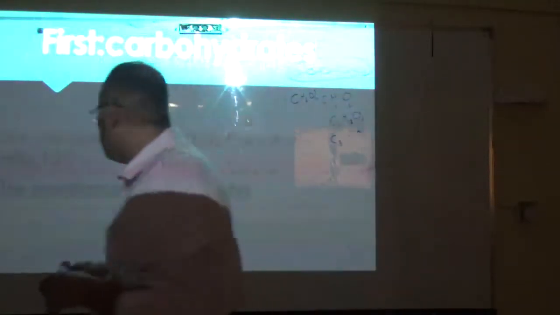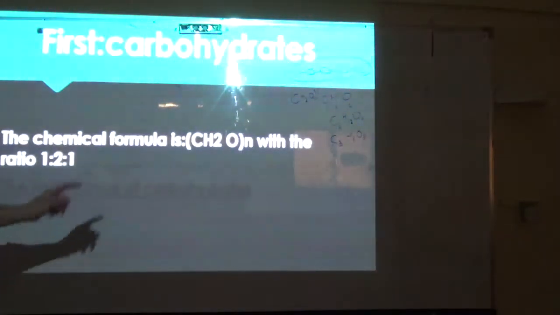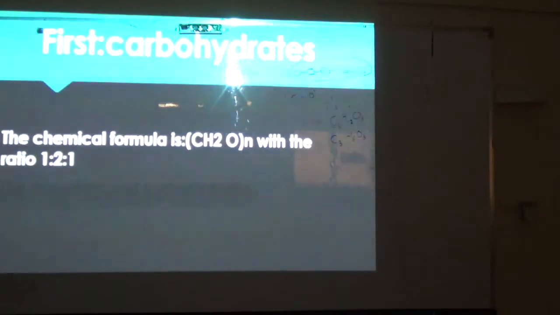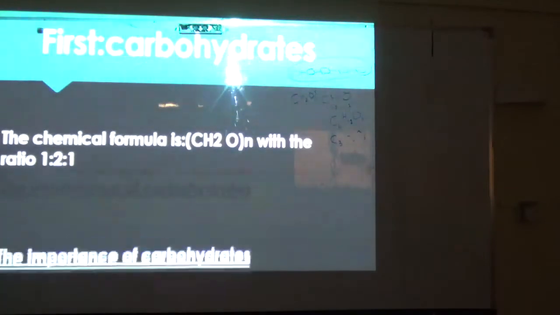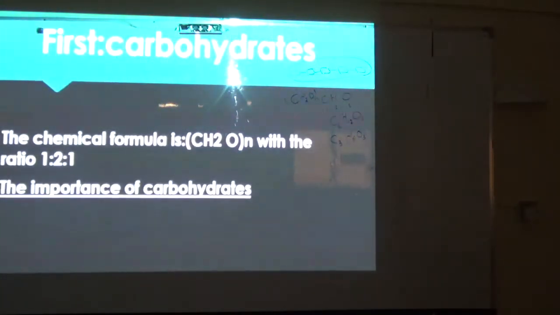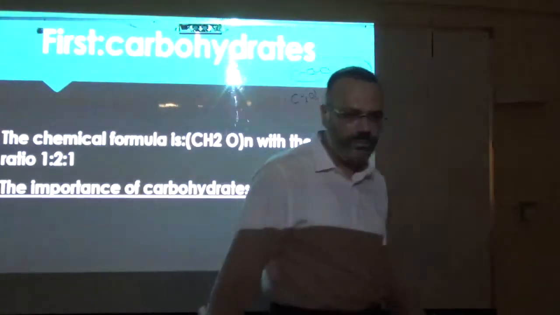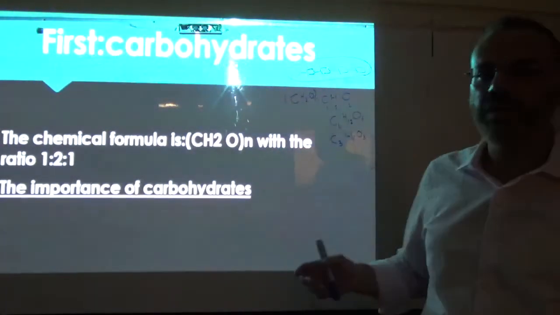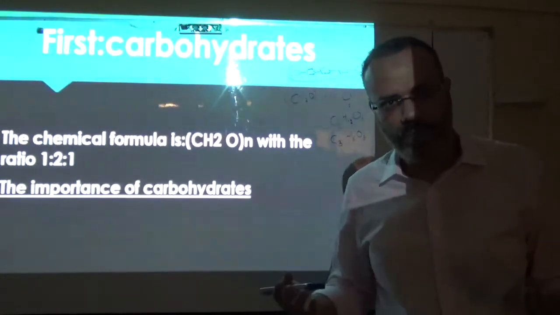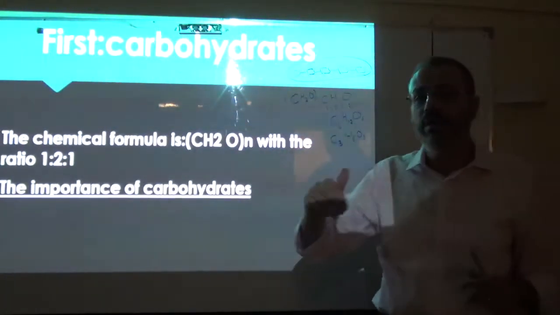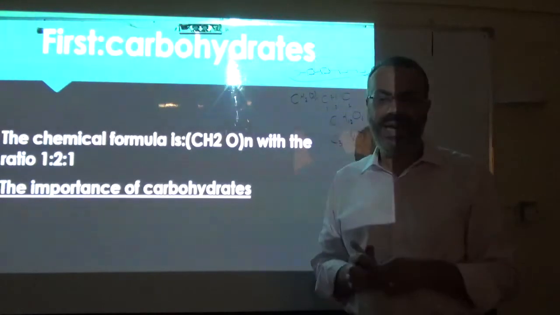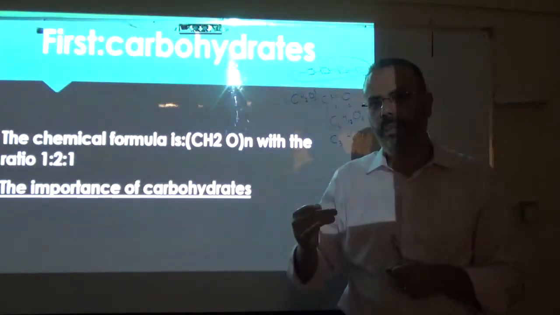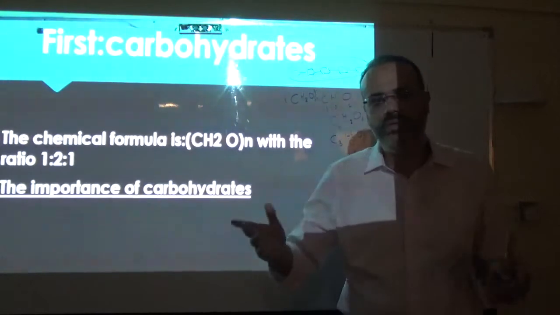Okay, so the chemical formula of carbohydrates is (CH2O)n with the ratio 1 to 2 to 1. Now we talk about the importance of carbohydrates. What are the importances of carbohydrates for our bodies? At first, carbohydrates are considered the main and rapid source of energy.